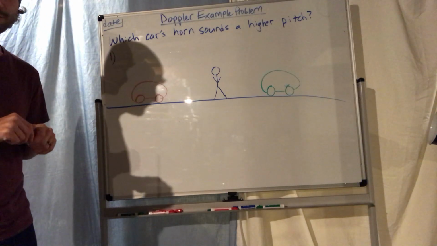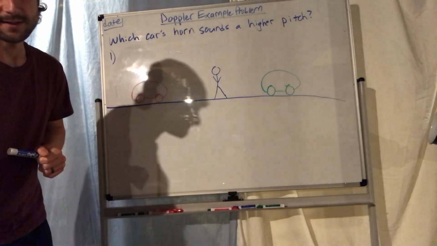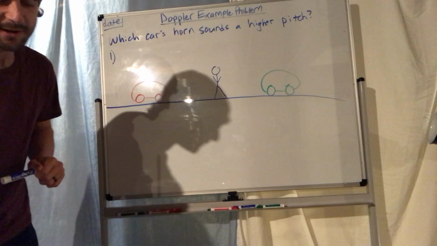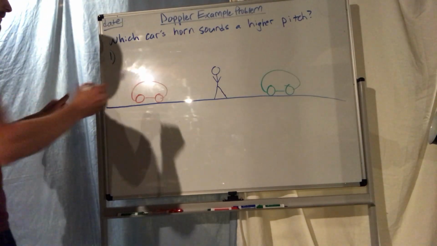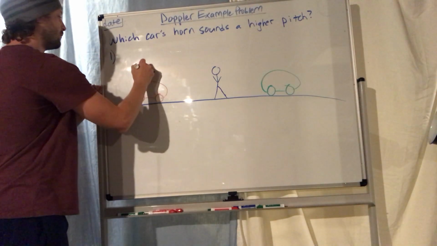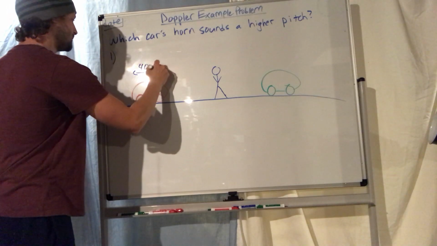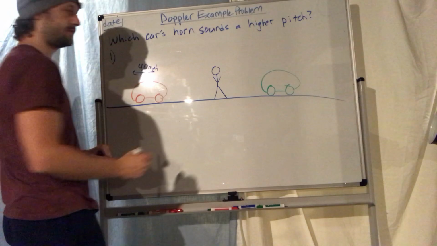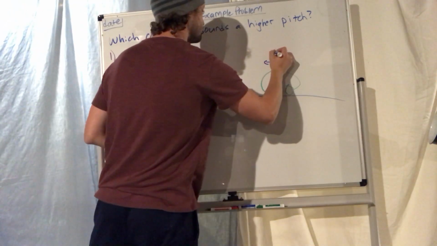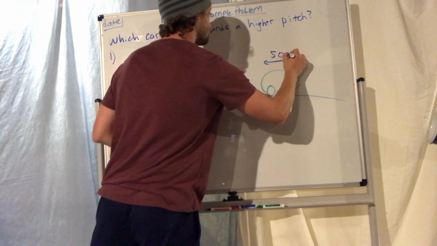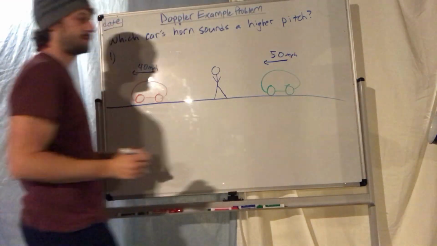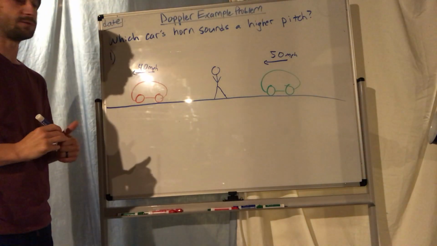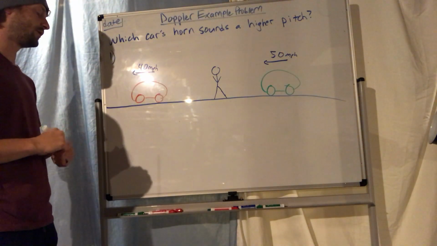Now, for number one, we want to add some velocities and some directions, some miles per hour here. So we're going to do 40 miles per hour to the left for the red car and 50 miles per hour to the left for the green car. And the question is, which one has the higher pitch?